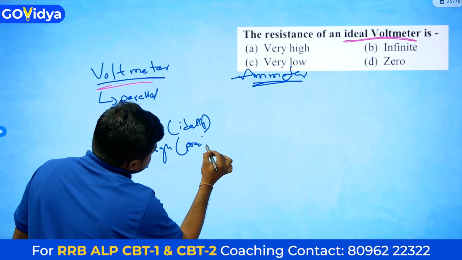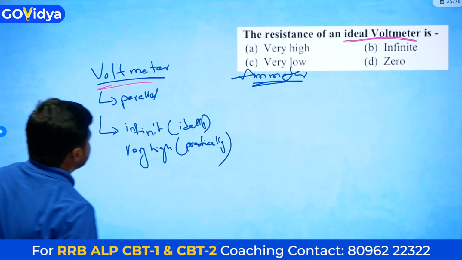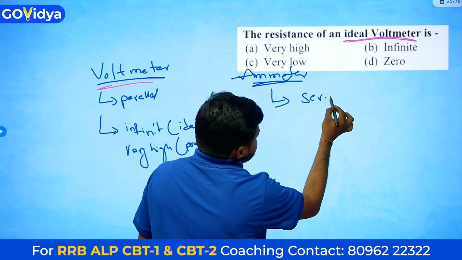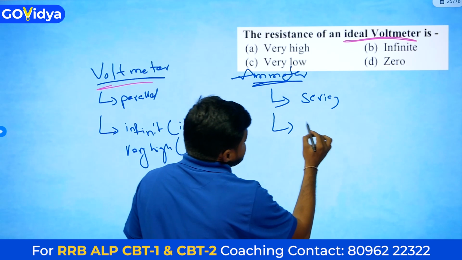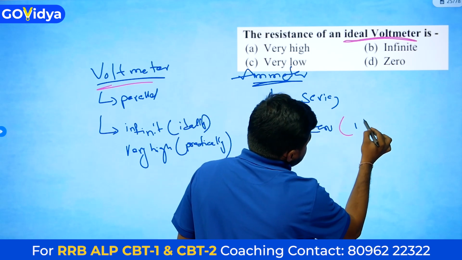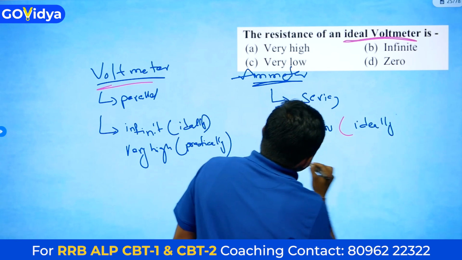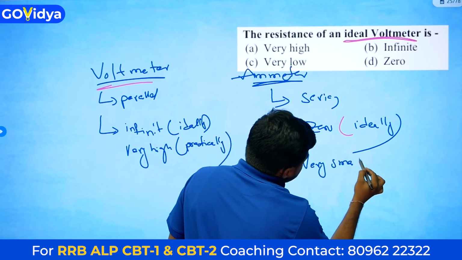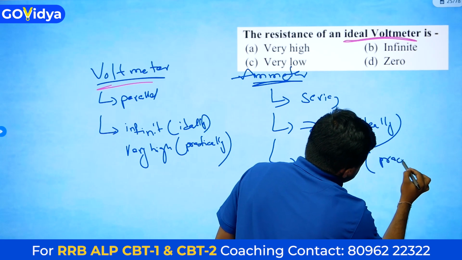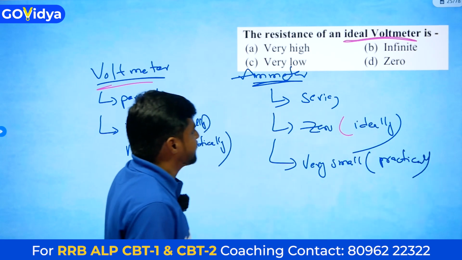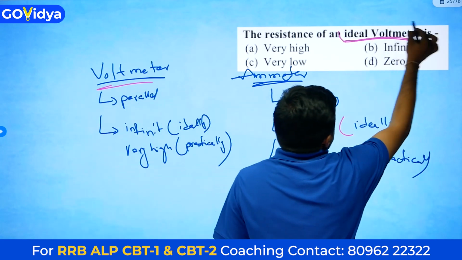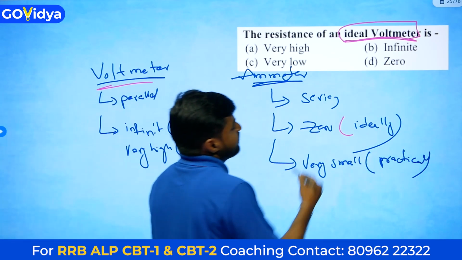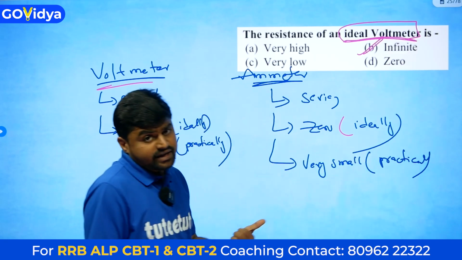Practically very high. Next, the ammeter is connected in series. Its internal resistance is ideally zero, and very small for practical meters. Here in the question they are asking about the ideal voltmeter, which has infinite resistance. From the options, option B is the correct answer.